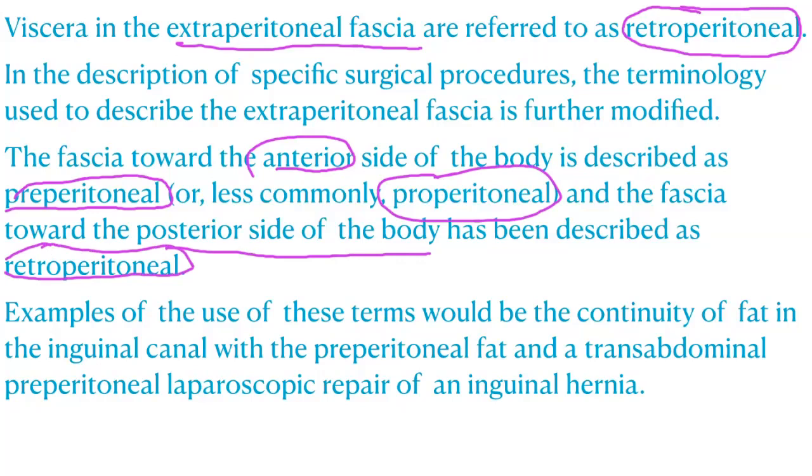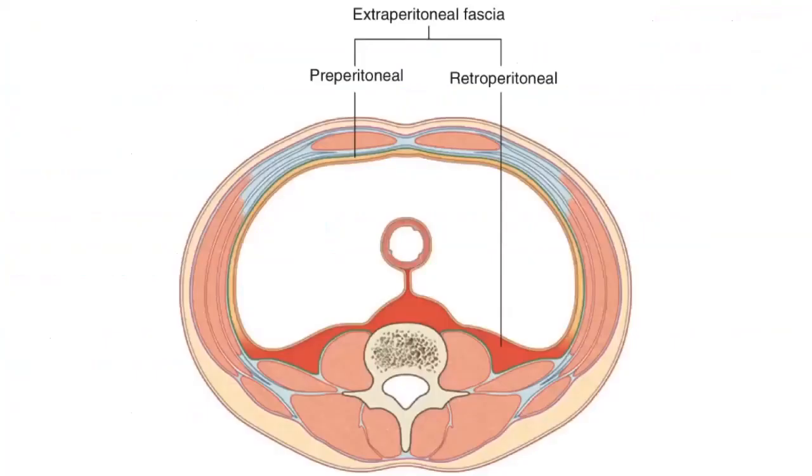Examples of the usage of these terms would be the continuity of fat in the inguinal canal with the preperitoneal fat, and transabdominal preperitoneal laparoscopic repair of an inguinal hernia. Okay, there they use the preperitoneal fat and preperitoneal laparoscopic repair. They call them that.